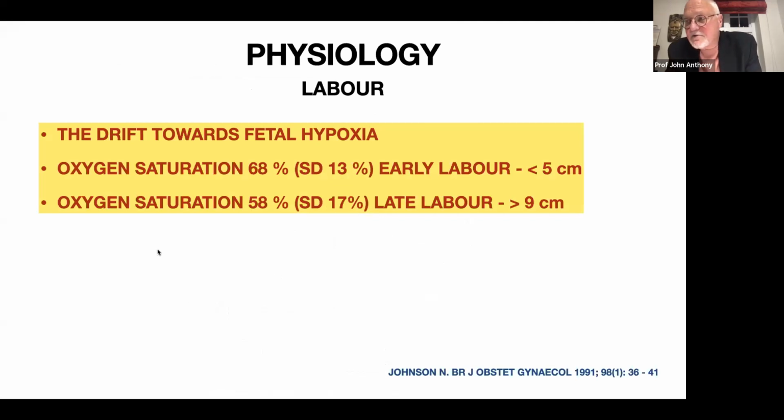Now, I've suggested to you that labor is a singularly dangerous time, and indeed it is. And it is a hypoxic stress to the fetus. And throughout the labor, there's a drift down towards fetal hypoxia. And again, here's research done many years ago now, looking at oxygen saturation in the fetus in early labor, showing that it's about 68%. And by the time you get to the end of the first stage of labor, it's down to 58% on average.